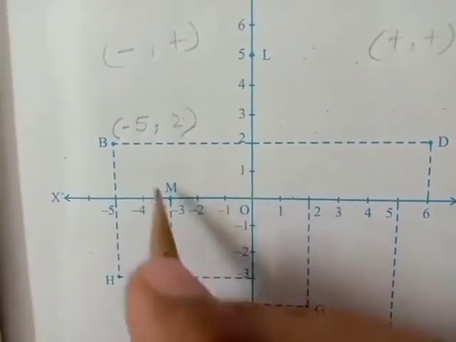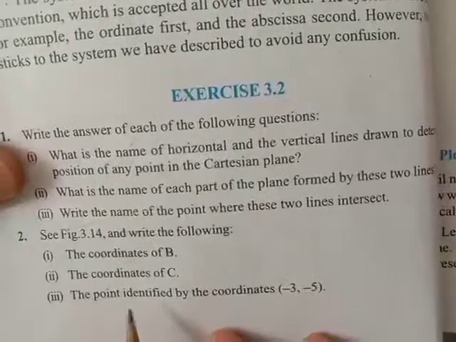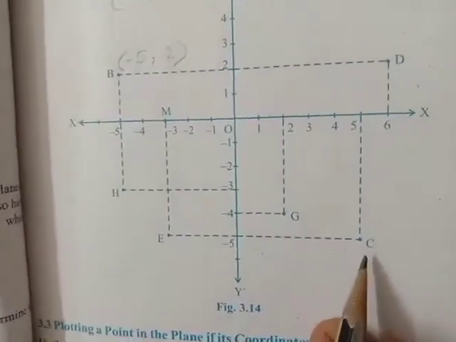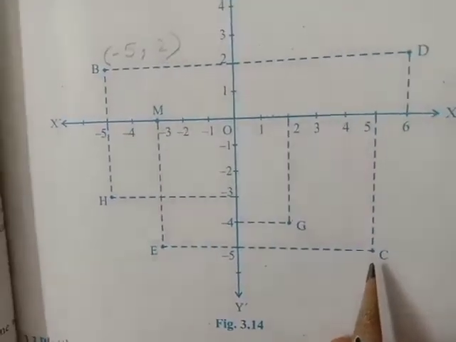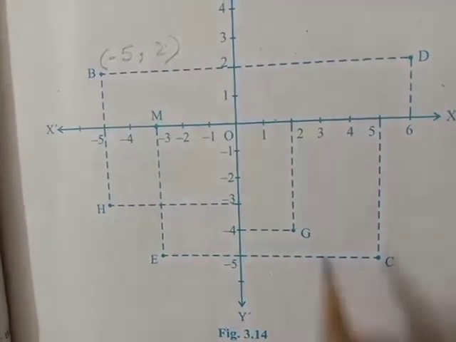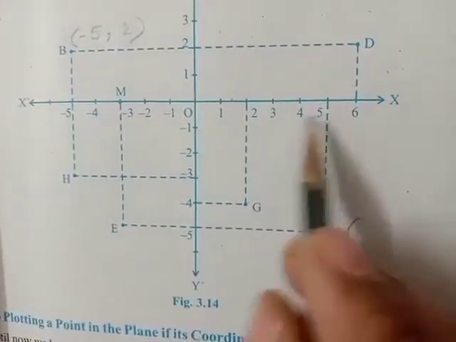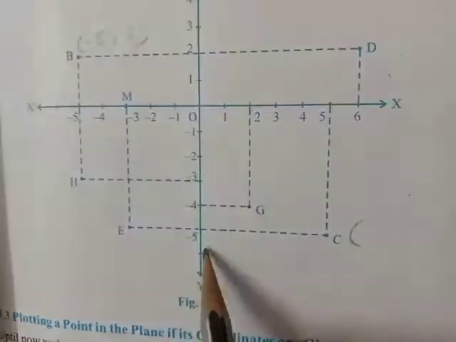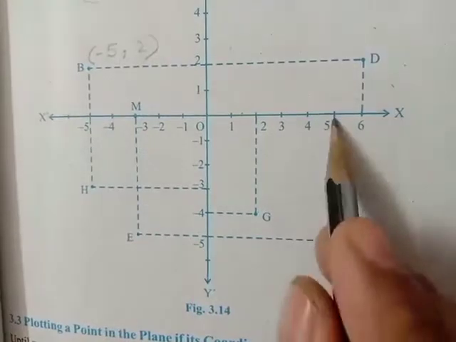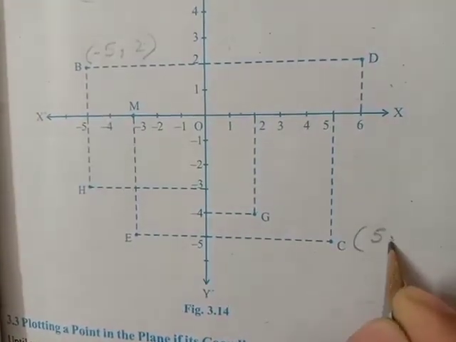The same way they have asked the coordinates of C. Now where is C located? Over here. You will have to find out the coordinates. First will come the x coordinate. If you measure from the y-axis, it is plus 5. So it is 5, comma.